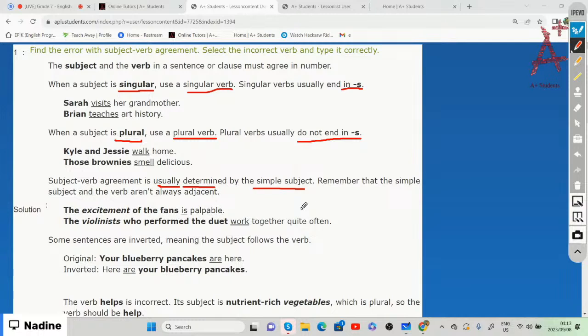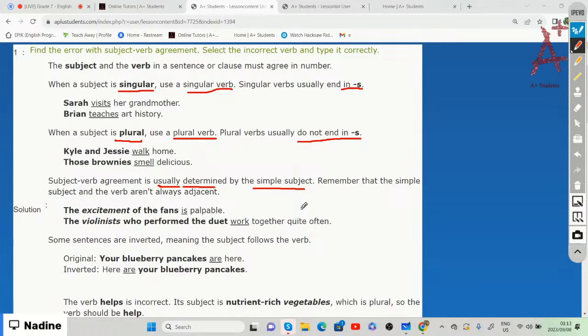And here we have a few examples of subject-verb agreement, specifically the simple subject. The excitement of the fans is palpable. So the excitement of the fans is palpable. Our simple subject is the excitement, and is is our verb.